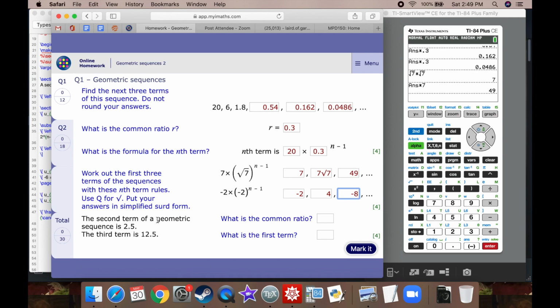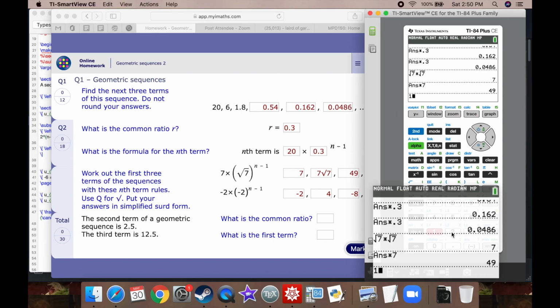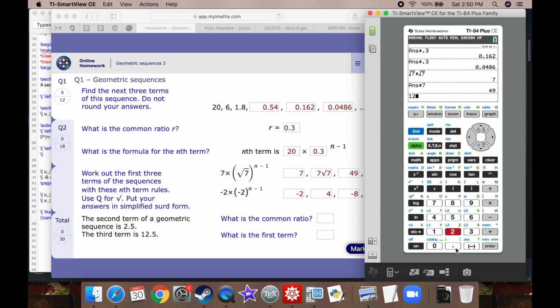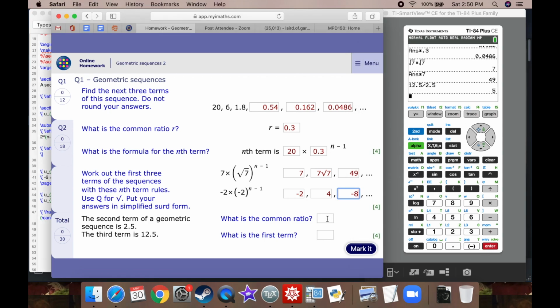All right, now here we go. The second term of a geometric sequence is 2.5. The third term is 12.5. What is the common ratio? Well, okay, 12.5 divided by 2.5. Whoa, whoa. 12.5 divided by 2.5. 5. There you go. Let's multiply that by 5.